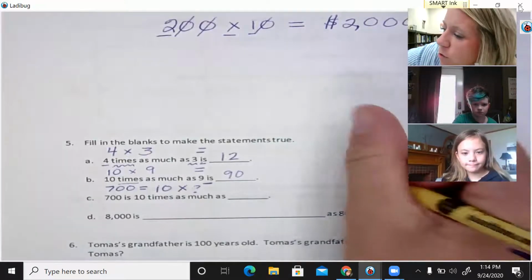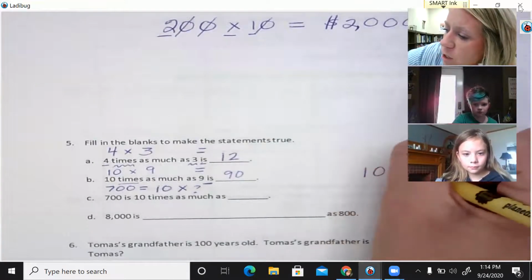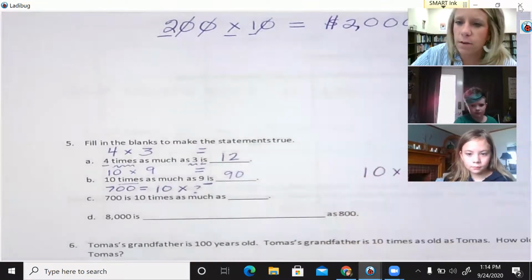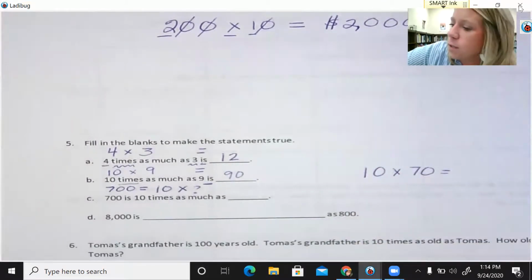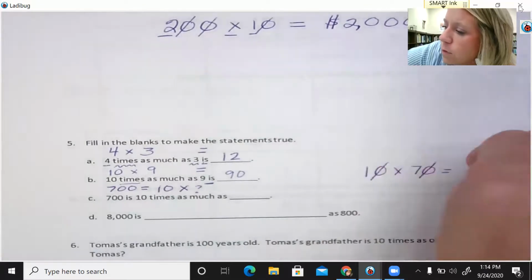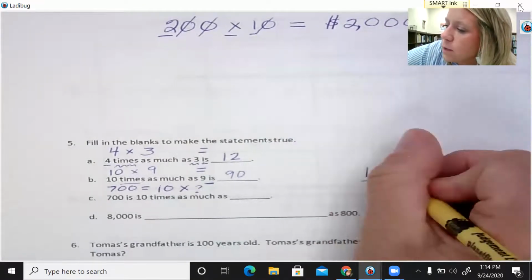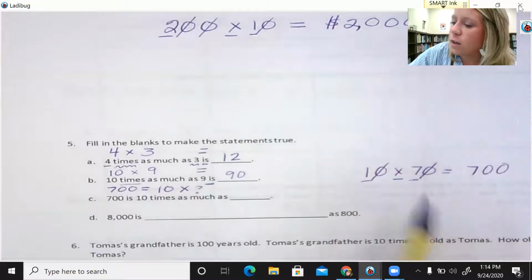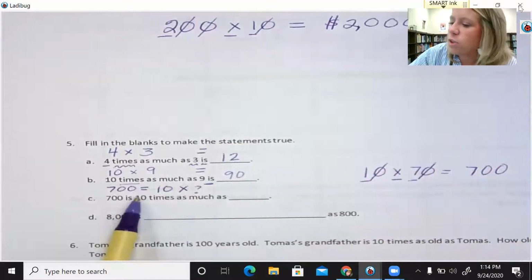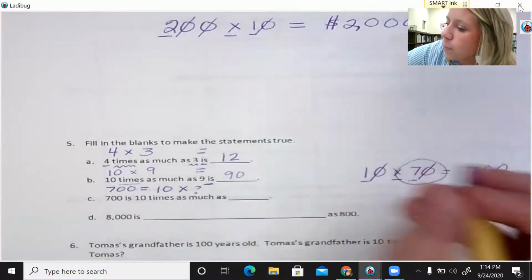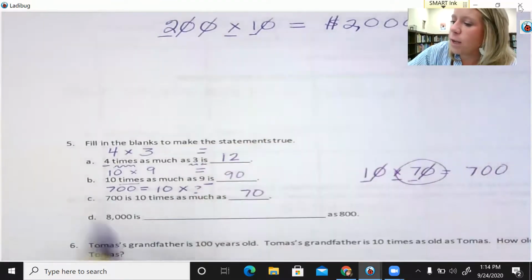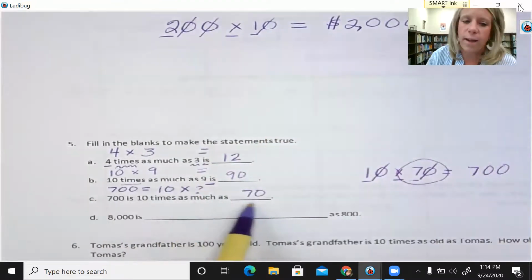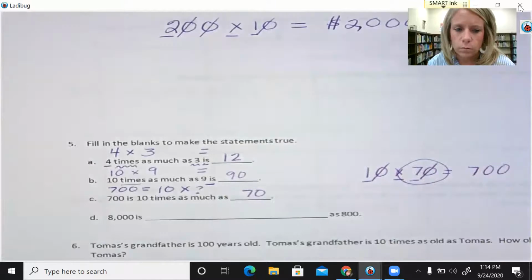70. Now I'm going to do this over here just to check. I'm going to actually multiply 10 times 70. So I'm going to take off my 2 zeros, put them in my answer. 1 times 7 equals 700. I just wanted to do that to double check, and you are correct. So Nina, go ahead and read letter C, the whole way down. 700 is 10 times as much as 70.